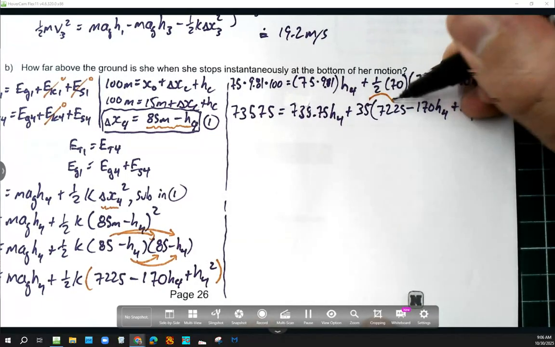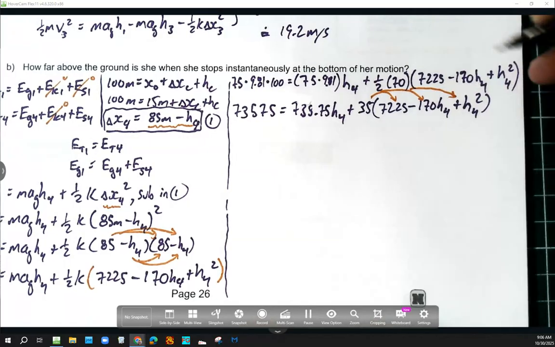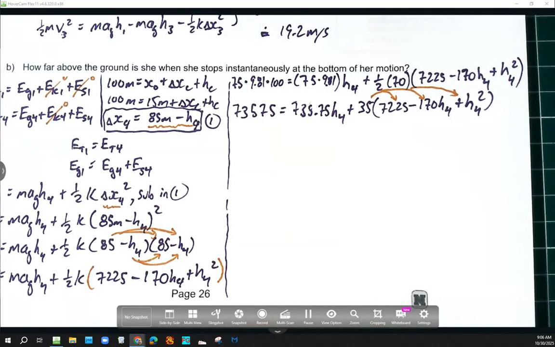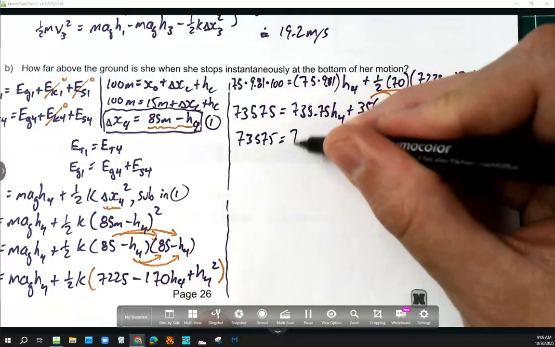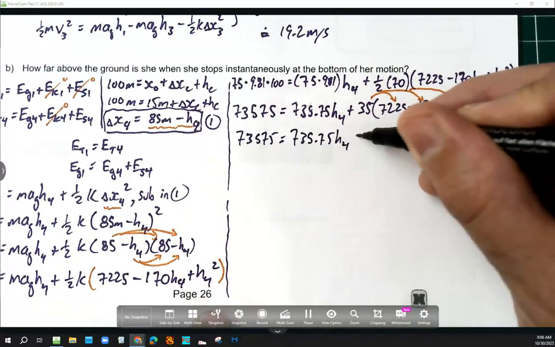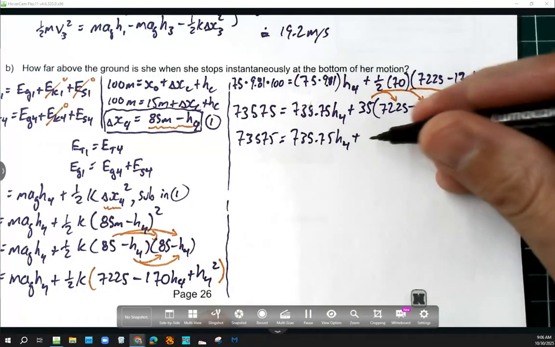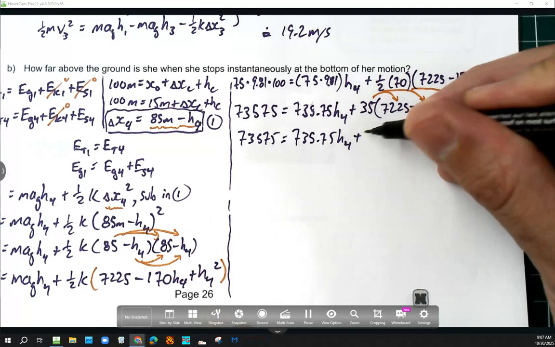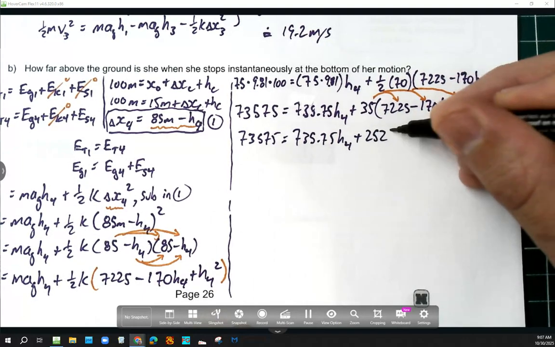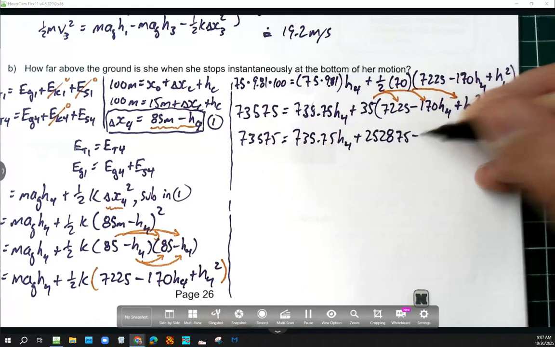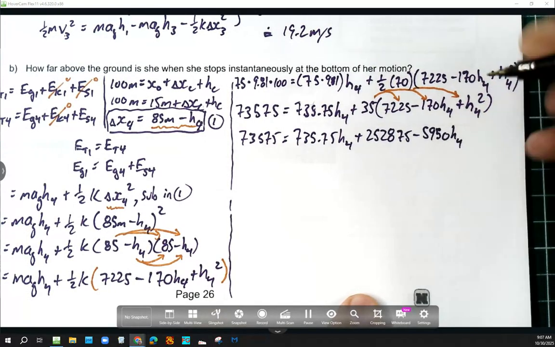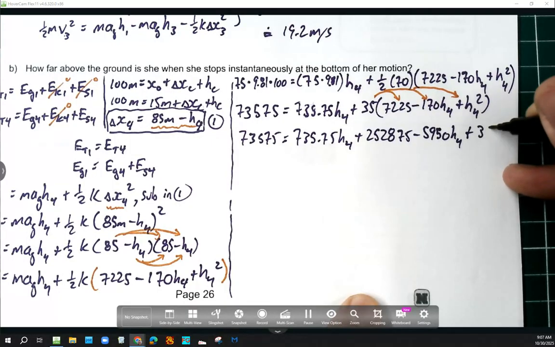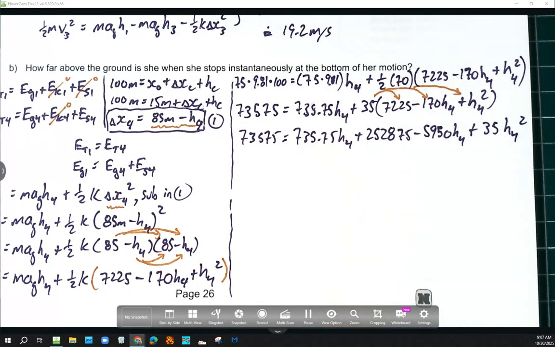And then we're going to distribute through that bracket. And I recognize that you could have probably done this whole step in your calculator all in one go, but we're going to do it kind of stepwise just to make sure that everyone sees what's going on. 73,575 equals 735.75 H4 plus 35 times 7,225 is 252,875 minus 35 times 170 is 5,950 H4 plus 35 H4 squared. I'm fast forwarding things. I know we could do all that stuff on our calculators.